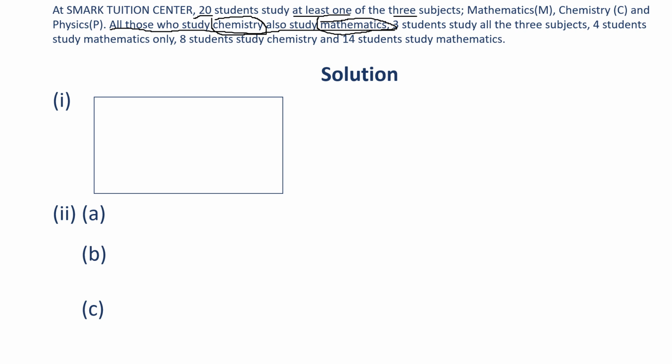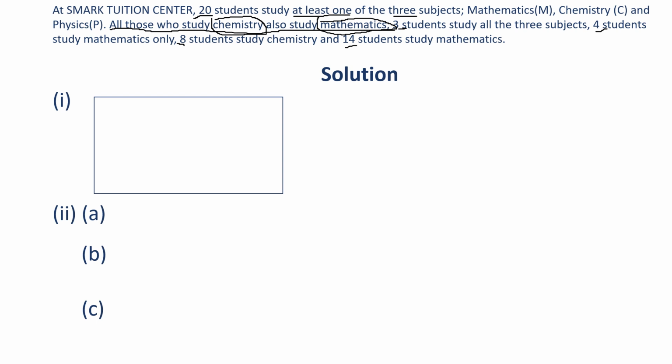And 3 students study all the 3 subjects. 4 students study mathematics only. 8 students study chemistry. 14 study mathematics. So it's underlined also, 4 here, and we have 3 there.